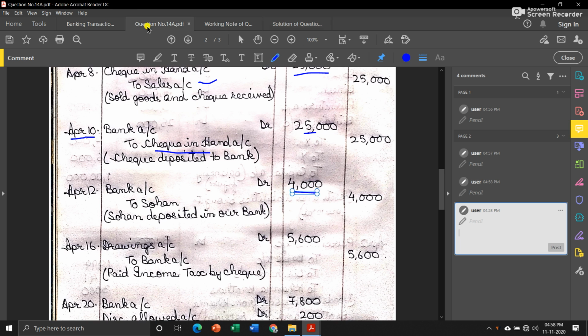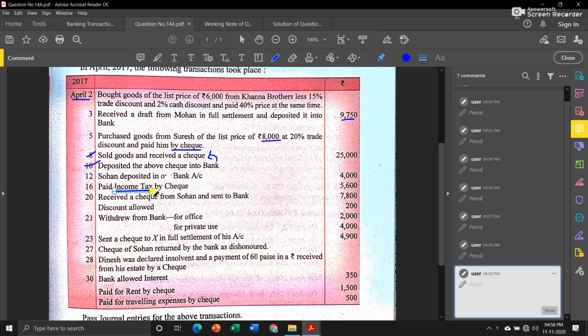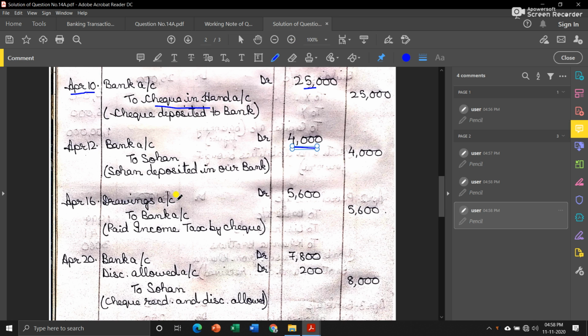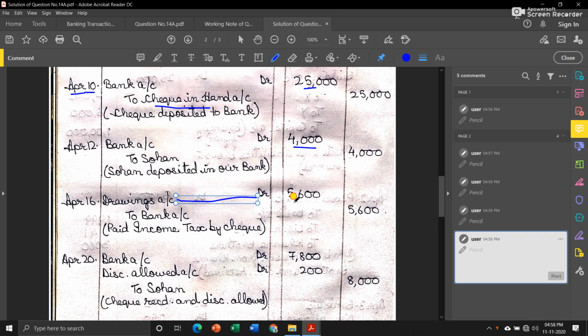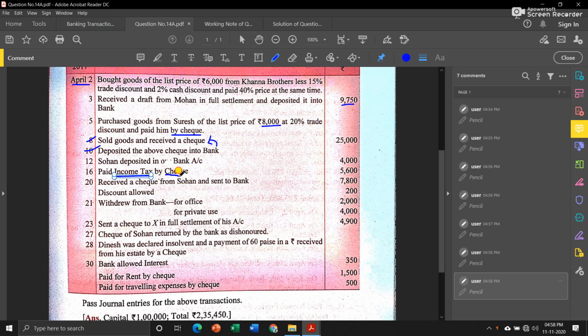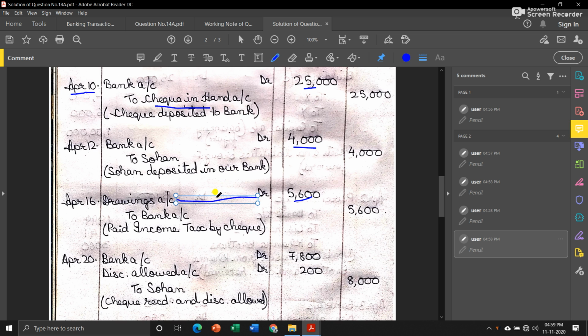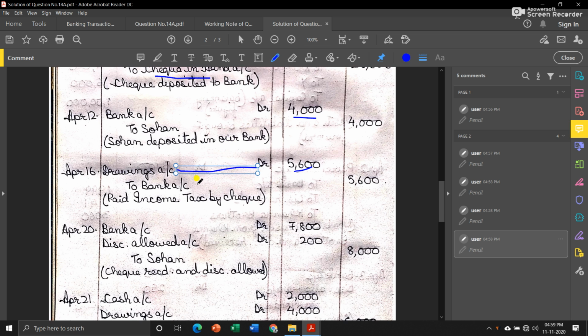Okay. Then next, paid income tax by check. Now this income tax is treated as a personal expense of the proprietor. So we will treat it as drawings. Okay. So drawings account debit 5,600, and in the question they clearly mentioned that the payment was made by check. So money will be deducted from our bank account, so we have to credit bank account.